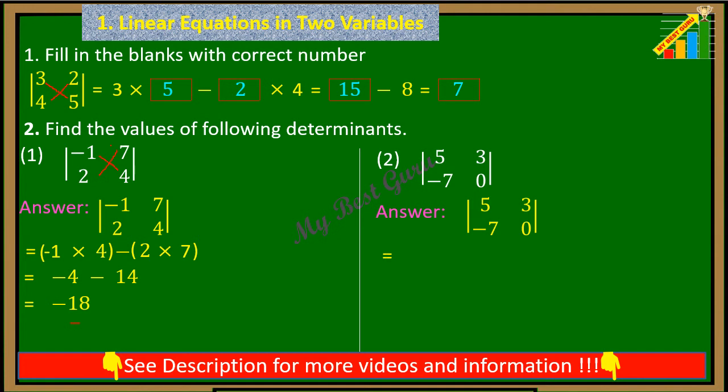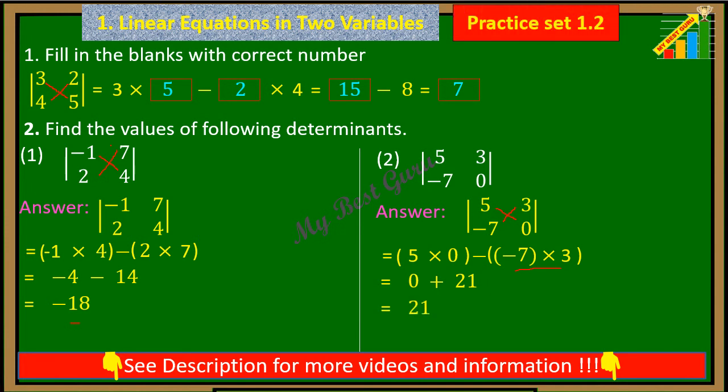So the answer is, you have to cross multiply these two. So you will get 5 multiplied by 0, minus 3 multiplied by minus 7. So the value is 5 multiplied by 0 is 0, minus. Now see, 7 multiplied by 3 is 21 and here the minus sign is there. So minus minus will become plus, and 7 multiplied by 3 is 21. So the value of this determinant is 21.